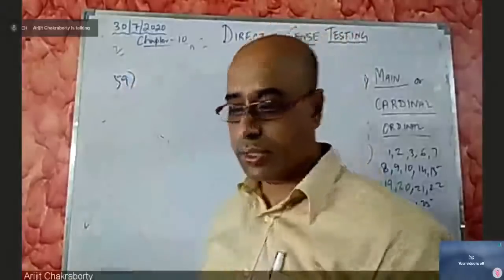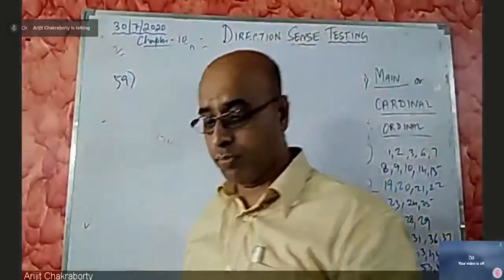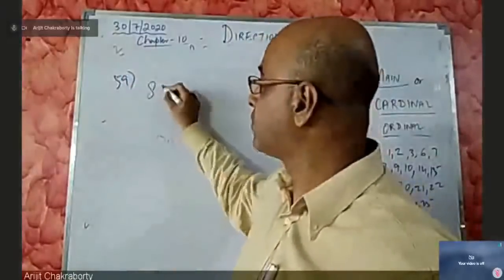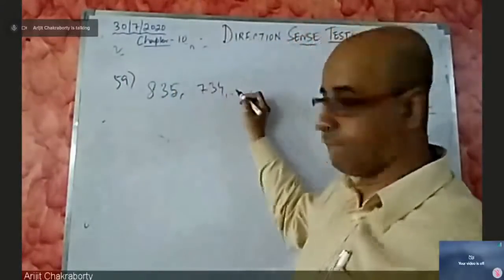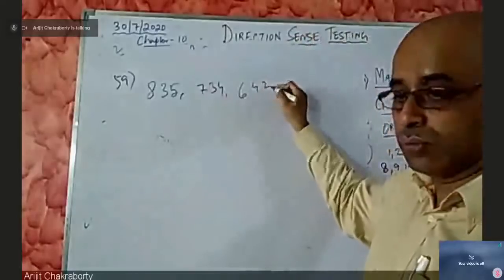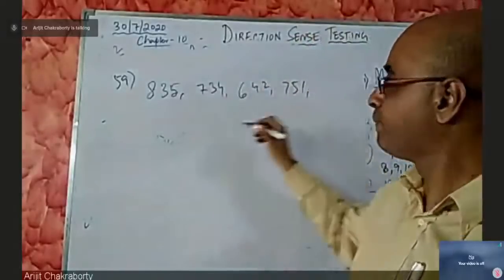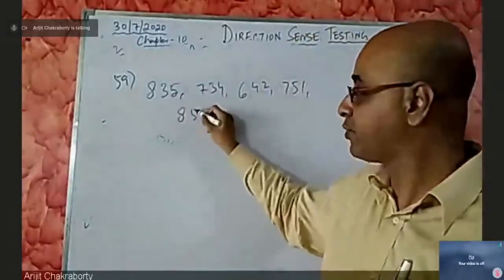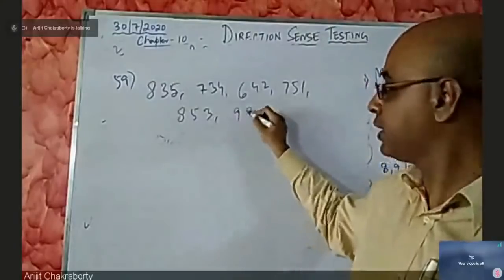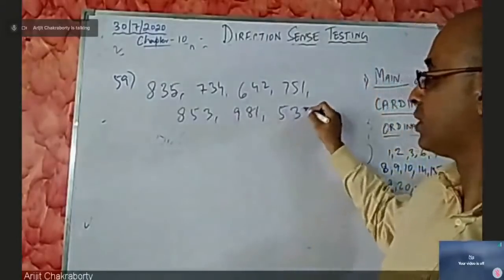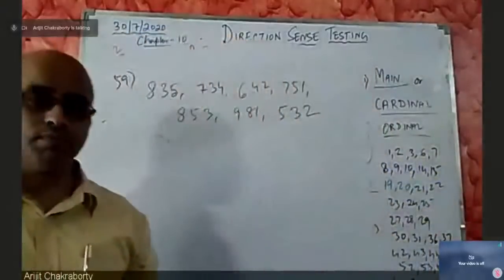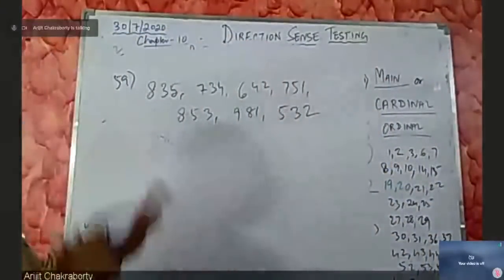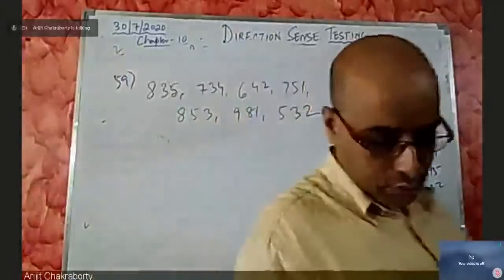59. The question is odd man out. You will pick up the odd man out. Now the numbers are 835, 734, 642, 751, 853, 981 and 532. Okay, this again requests you to put your observation power and see if you can find something.